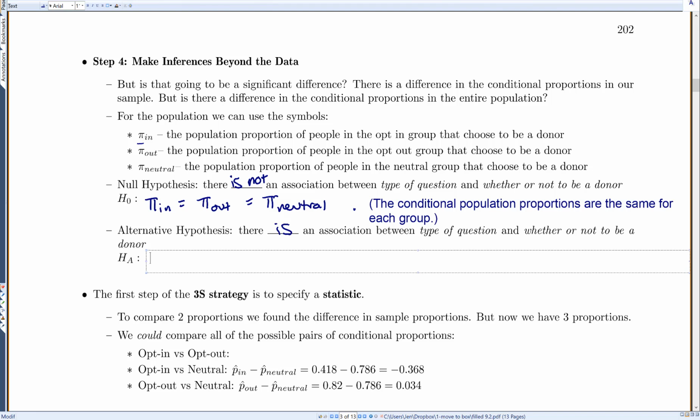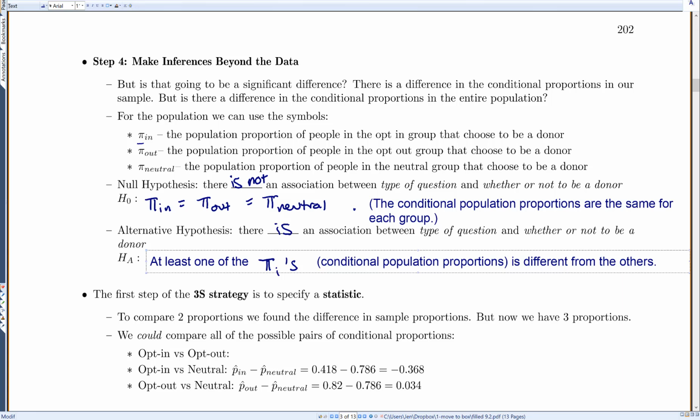So we'd probably say something like, at least one of the, and then I just switch back to writing symbols, pi i's. So just one of the population proportions. So at least one of the population proportions is different from the others. We're not trying to say which one is different. We're not trying to say whether one is different or they're all different. We're just saying that at least one of those conditional population proportions is different from the others.